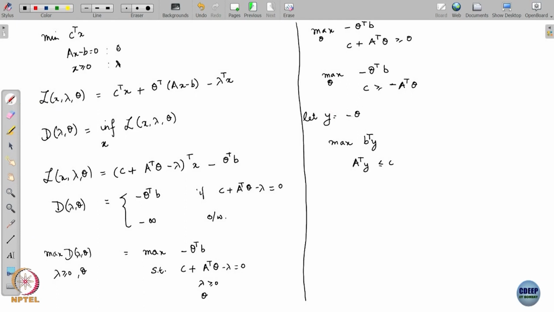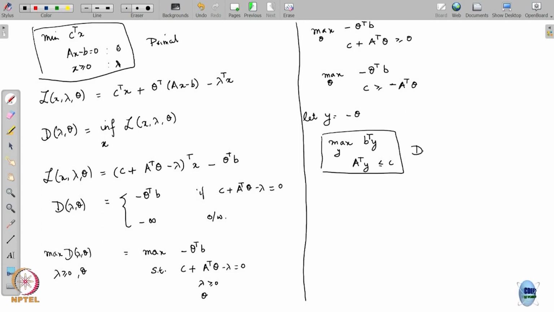I'm expressing minus theta as y and then substituting, and that gives me this. And this is actually nothing but the familiar dual problem of this particular problem. So this was our primal, and this is what we had learnt as the dual. So if you work with the Lagrangian and follow the routine that I mentioned on the previous slide, you get back the dual.